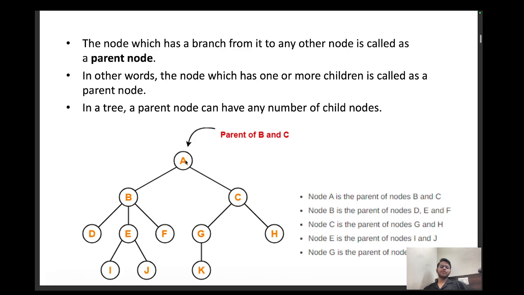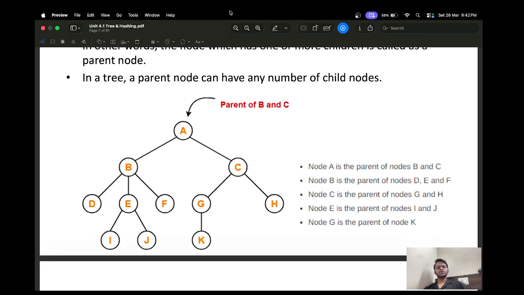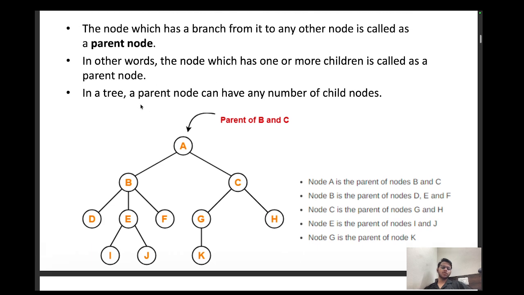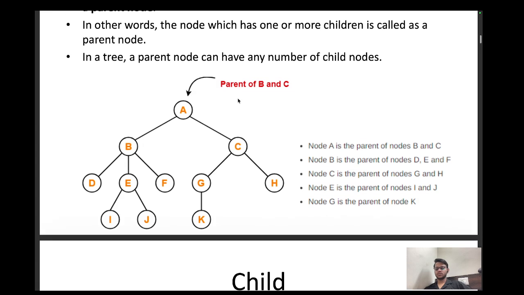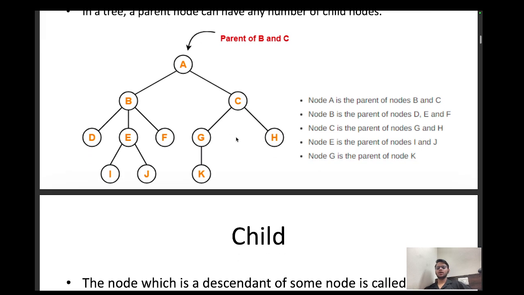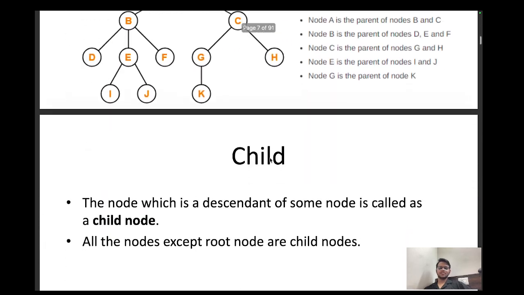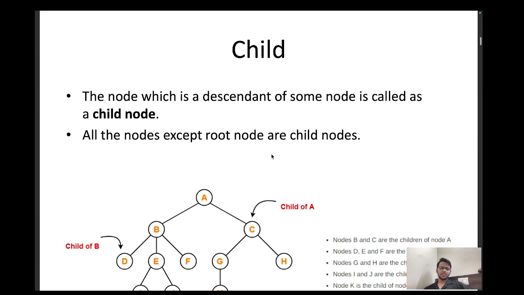So if we have A and if we have B, then B is also a parent node and it has branches as D, E, and F, and it is called a parent node because it has some children associated to it. In a tree, a parent node can have any number of child nodes. I've already taught you that a parent node can have as many children as it requires. There are no rules associated to it, and there is nothing wrong in it.